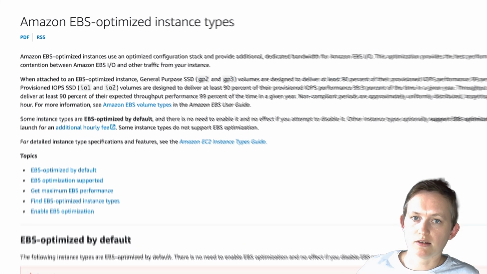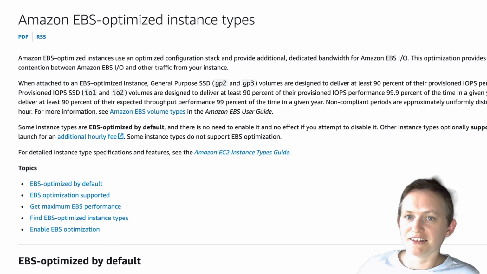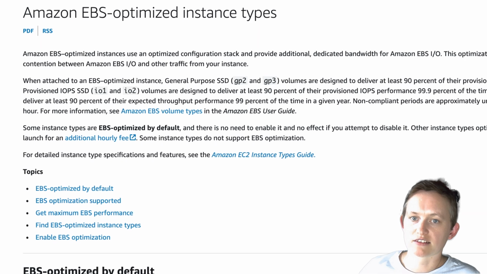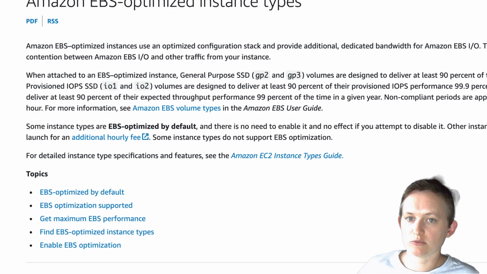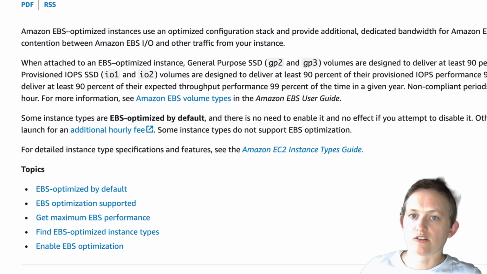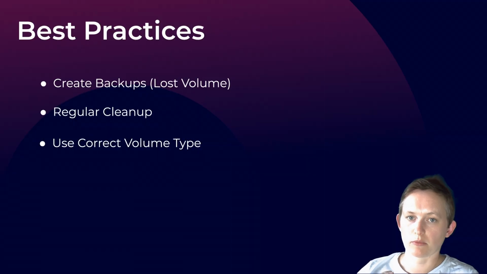So for example, with your provisioned IOPS SSD volumes, so your IO1 and IO2, these are designed for IO intensive applications, like your large relational databases, whereas your general purpose GP2 and GP3 SSD volumes will offer a balance of price and performance for a wide variety of transactional workloads. And then you have your HDD volumes, so your throughput optimized ST1 and your cold HDD volumes. These are low cost magnetic storage, and these are ideal for sequential read and write workloads.